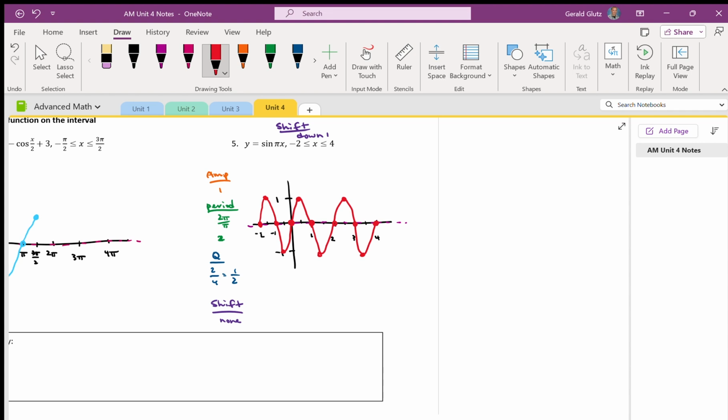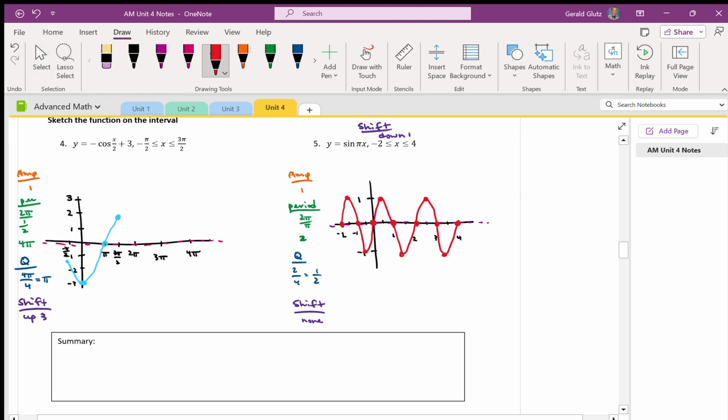So that's how we do restrictions. Like I said, sometimes it'll be shorter than a full period. Sometimes it'll be more. And that's going to be it for the notes.